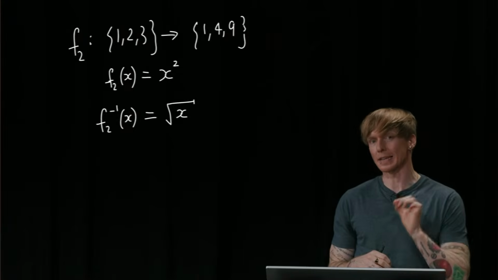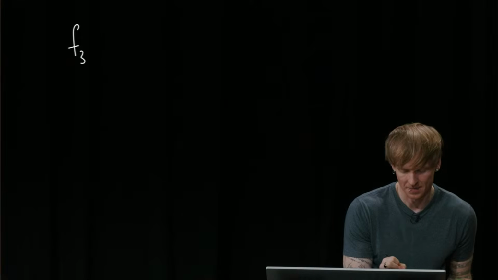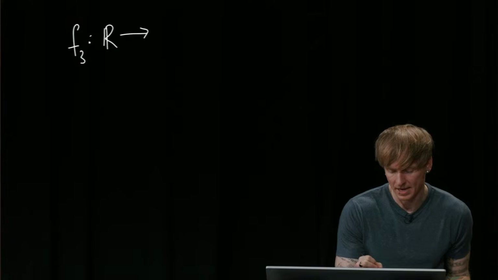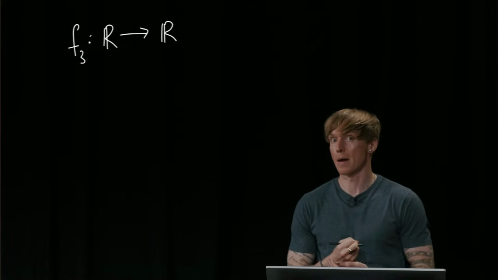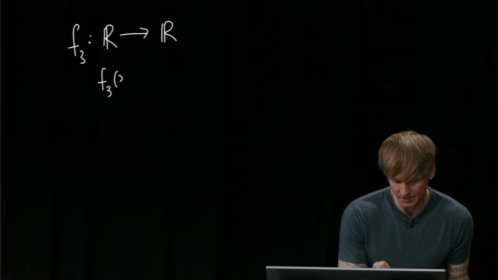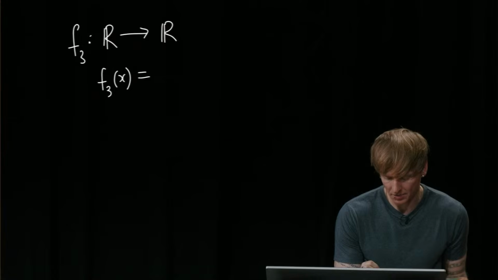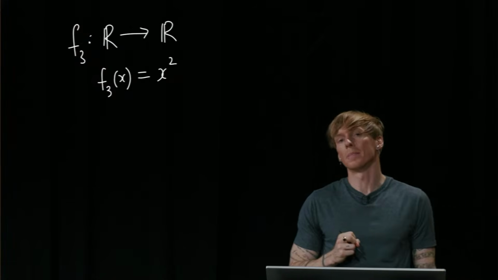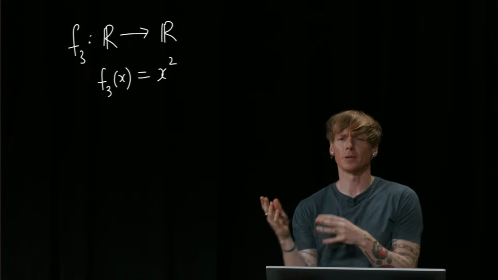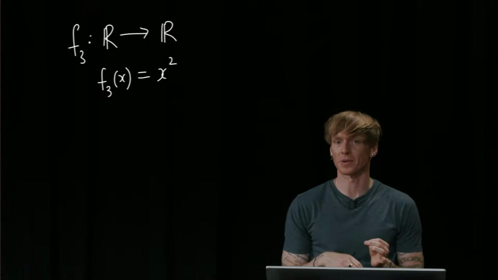Now, if I slightly modify this function and instead think about f3, rather than having just 3 elements in our domain, let's suppose we go from the real numbers and map into the real numbers. We're going to have the same operation: f3 of x is still going to be x squared. We're still going to square those numbers. Now if we want to go backwards, we've just seen that squaring a number going forwards means taking the square root when we go backwards.